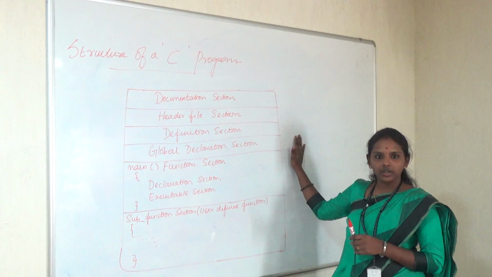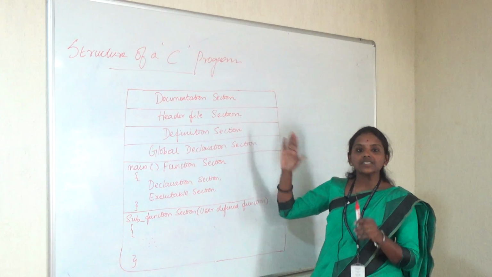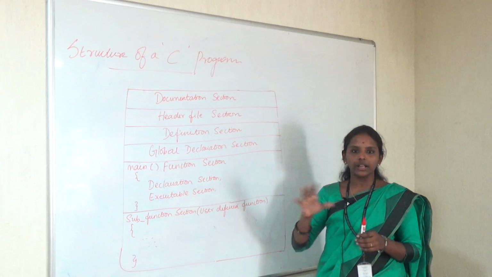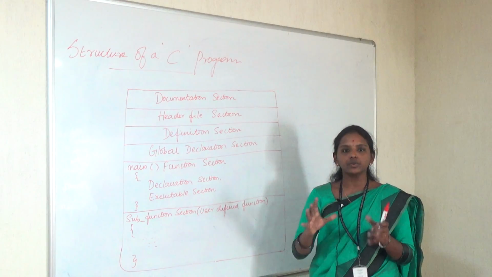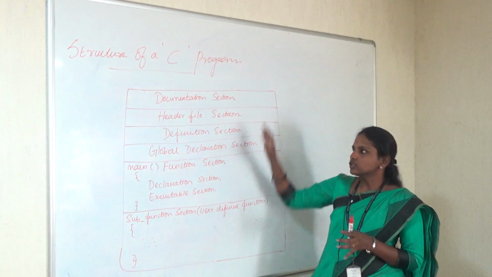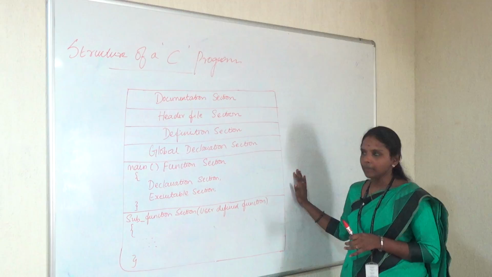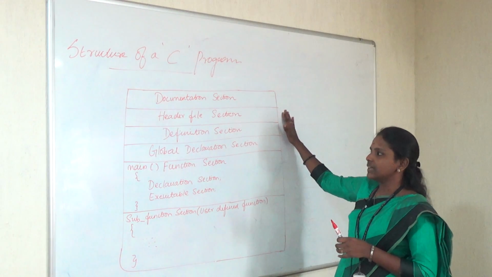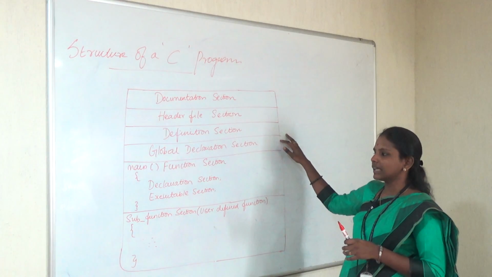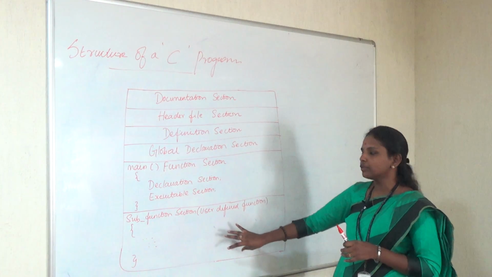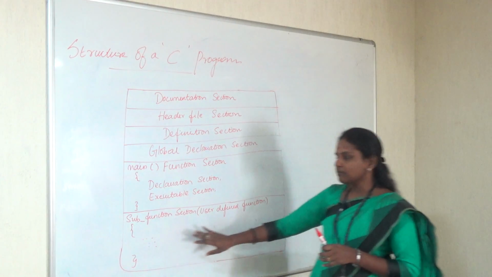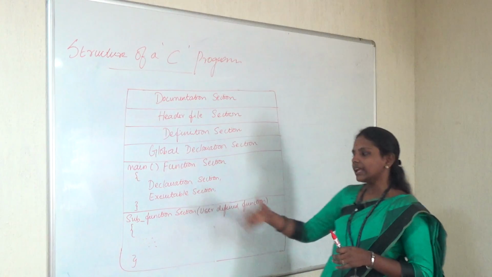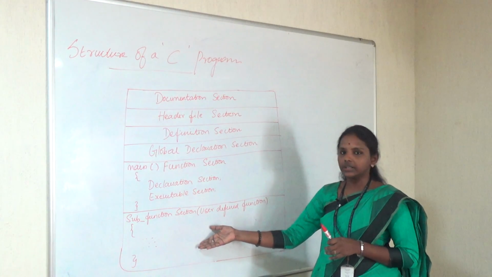Before starting with the structure, C is generally a structured programming language, which has a predefined structure, with predefined things which are to be included. So this is the general structure of a C program. Initially it starts with a documentation section, and then the header file section, definition, global declaration, main function, and finally ends with a sub-function section. The sub-function section is not a mandatory part. It may or may not be included within a program.